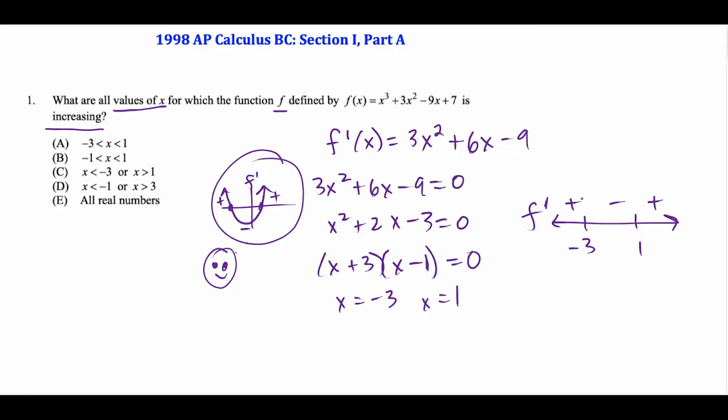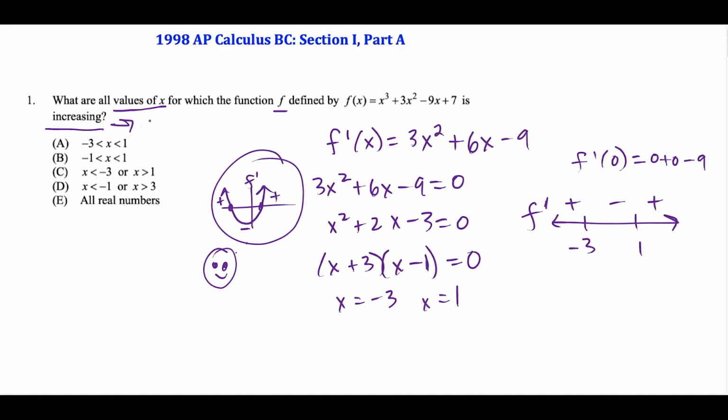Another way to assign the plus or minuses here would be to plug in test values. Like let's say I plugged in 0 to our first derivative. I would have 0 plus 0 minus 9, and this works out to a negative, so that's why this interval is negative. But this method is a little bit faster to just visualize the graph. And we want to know where is the function increasing.